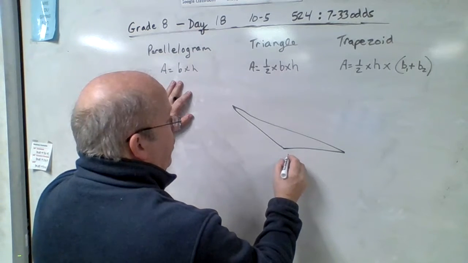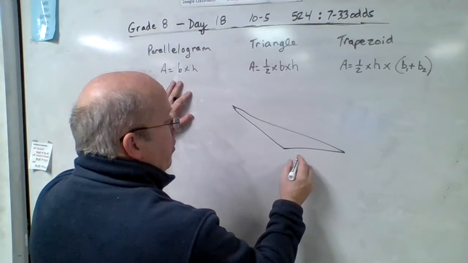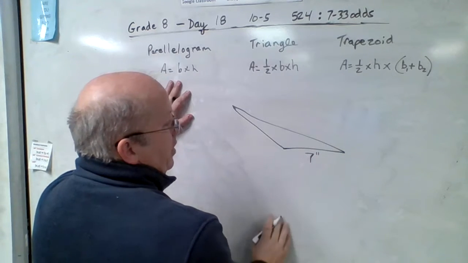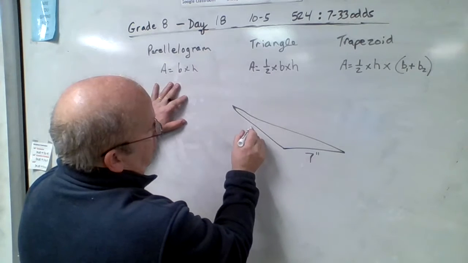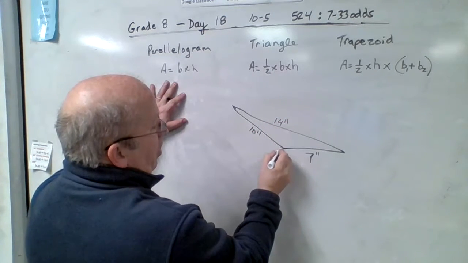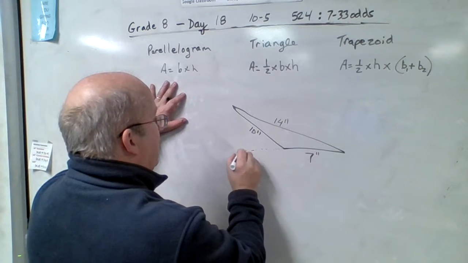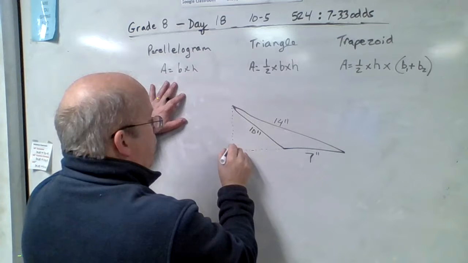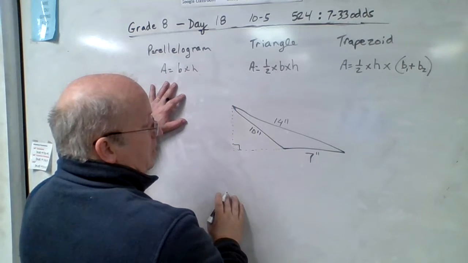a whole lot of numbers can occur in this situation. For example, let's put a 7 inches right here. Let's call this 10 inches. Let's call this 14 inches. And then I'm going to put a dotted line here and a dotted line here. And I'm going to put the right angle symbol here.